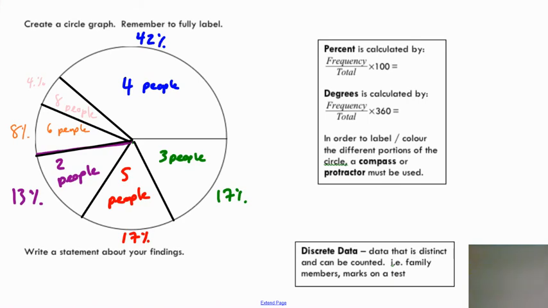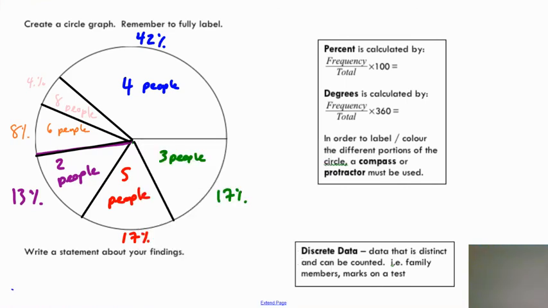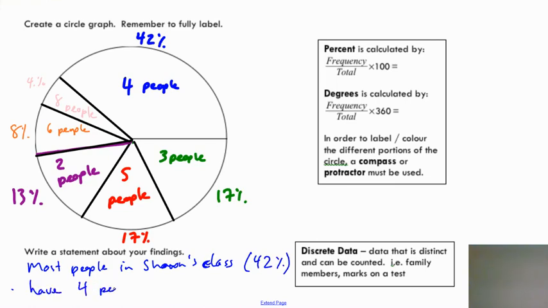So, can we write a statement? Sure. What would we say? Well, most people in Sean's class, all right, 42%, so that's most of the people, have 4 people in their family.